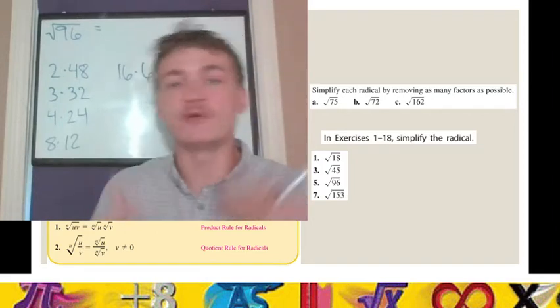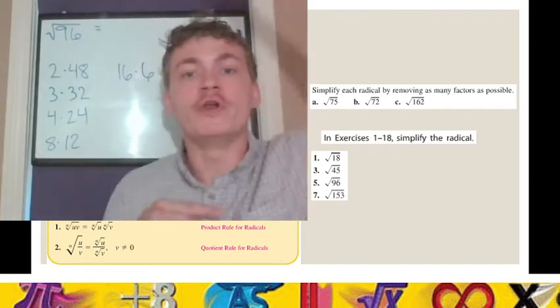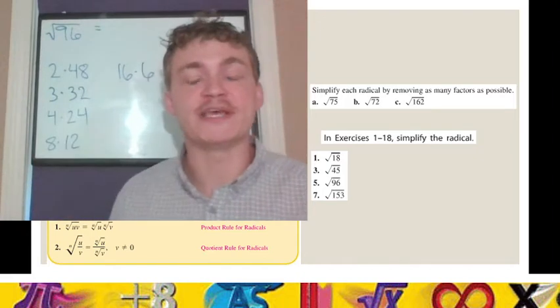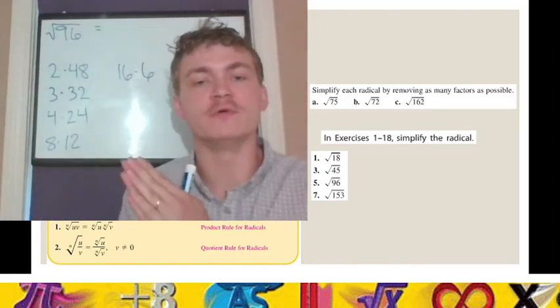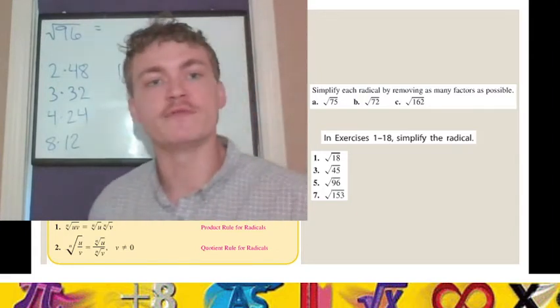64 times 1.5. What if we double it again? 128 times 0.75 is 96. So that doubling rule for factors and the halving rule, so interesting that it will work for us here.